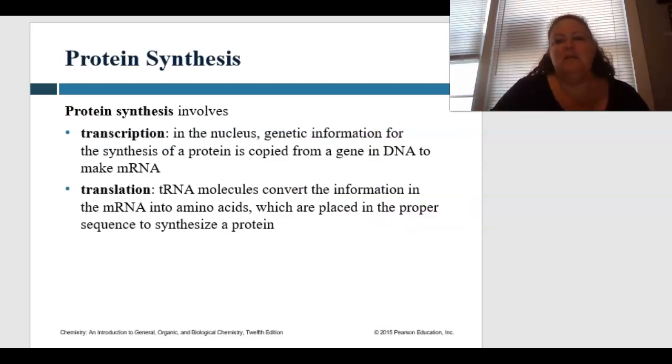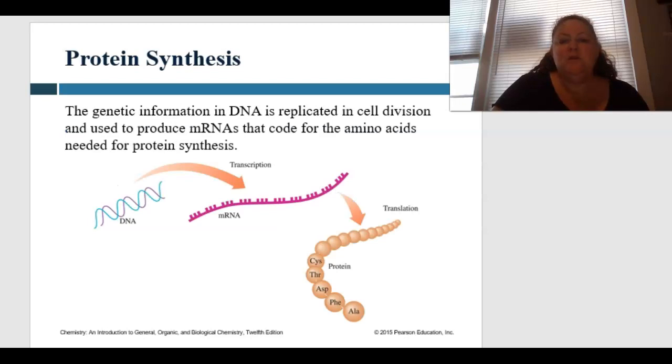Well, protein synthesis involves transcription and translation. So transcription occurs in the nucleus, and this is where the genetic information for the synthesis or making of a protein is copied from a gene in the DNA, and it's going to make RNA. Then translation is when the tRNA molecules convert the information in messenger RNA into amino acids, and these are then placed in the proper sequence to make a protein. So the genetic information in DNA is replicated in cell division, and it's used to produce messenger RNAs that code for the amino acids that are needed for protein synthesis.